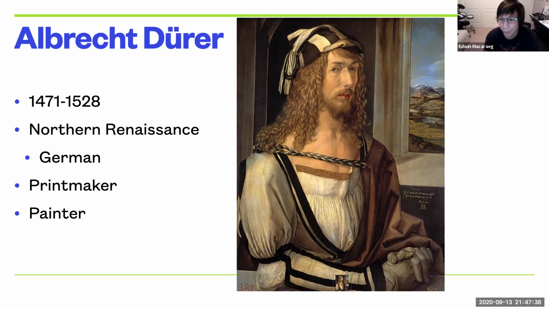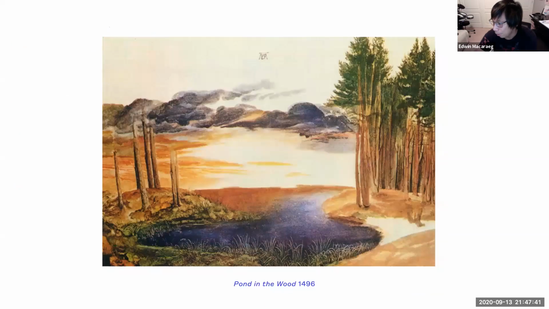And so let me just go ahead and jump right into the first example of work by this artist, Pond in the Wood, 1496. I specifically picked out these works of art because they are watercolor. So we have a very traditional type of landscape work of art here. Hopefully you guys can get some inspiration. We're going to work on a subject such as this quite soon, not this week, but really soon.